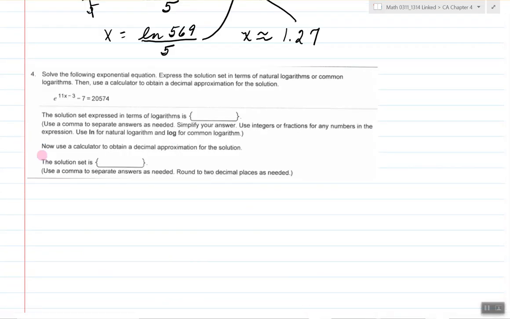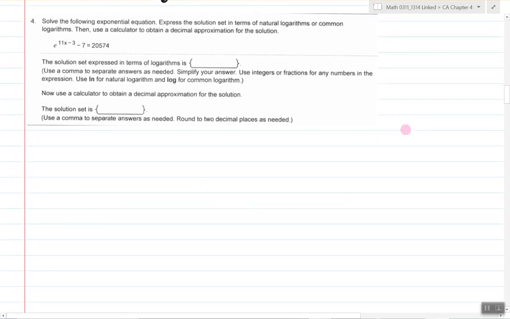All right, let's look at number 4. It's a little more complicated, but once again, the base is e, which means I'm going to use natural logarithms. Now, before I can do this, I am supposed to isolate the exponential. So I have e to the 11x minus 3 minus a 7 is equal to 20,574. So I'm going to add 7 to both sides.